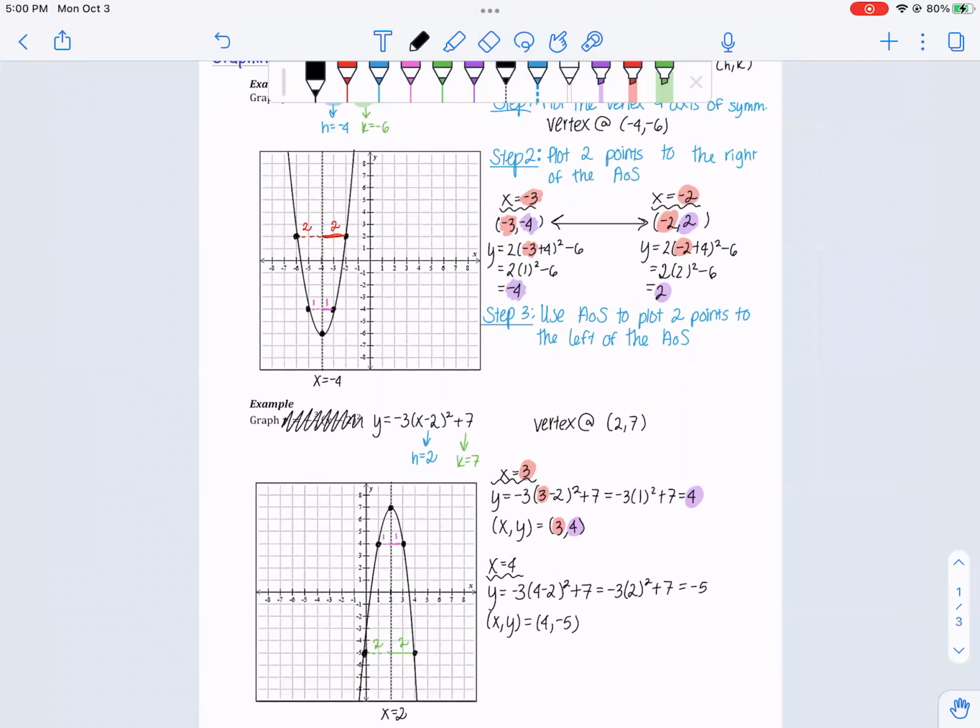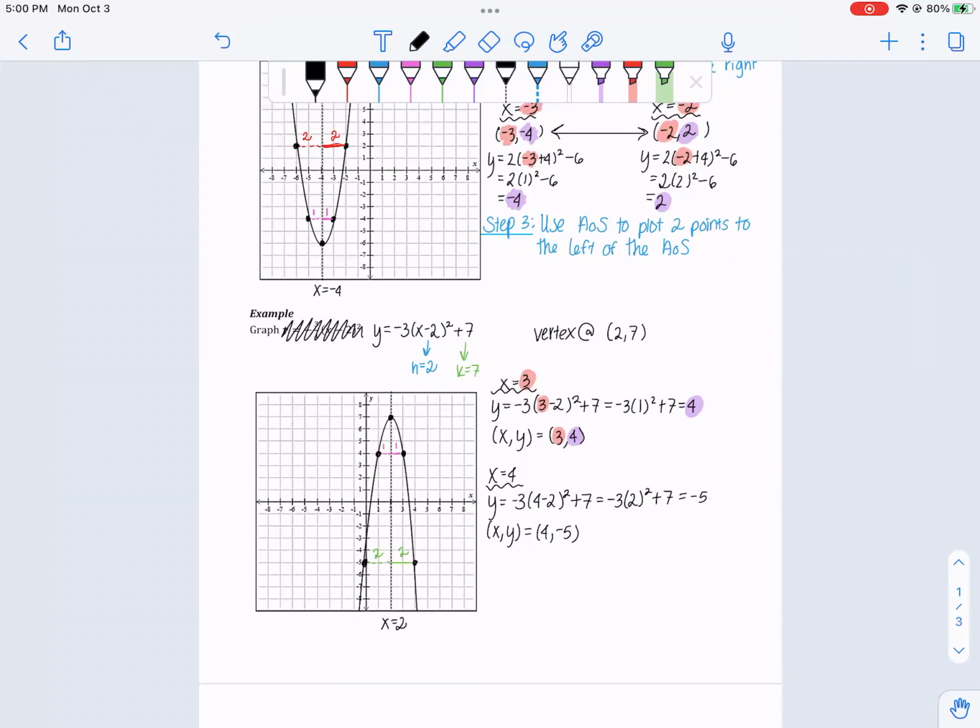So again, plot the vertex, plug in 2 x values, get 2 more points, use the axis of symmetry to get an additional 2 points. Now you have 5 points, and that's enough to draw the graph of a parabola.